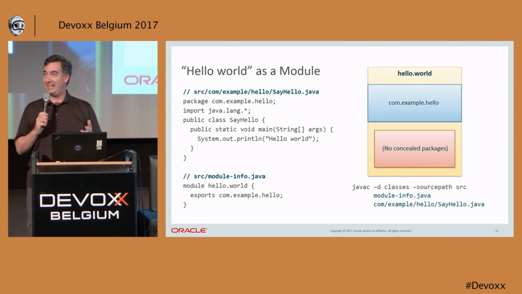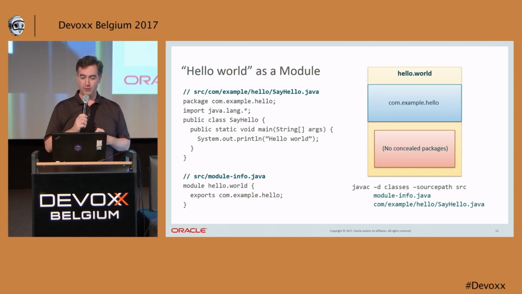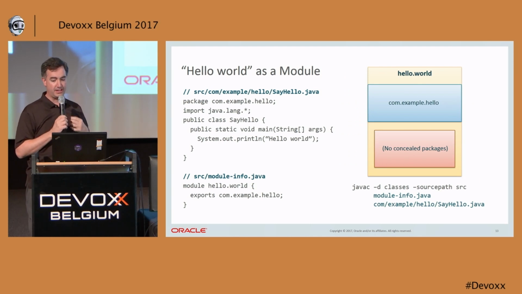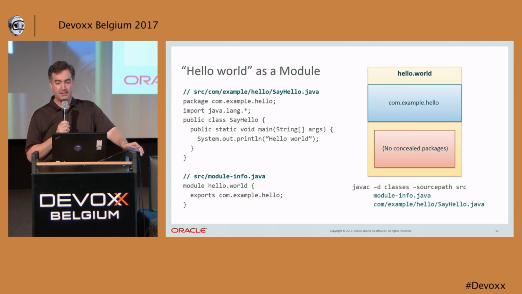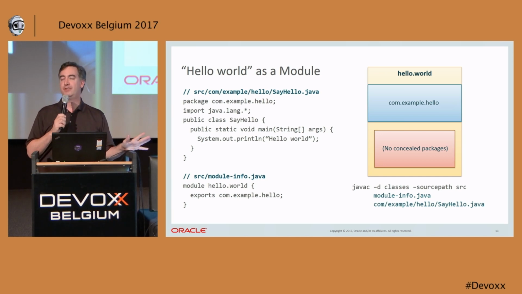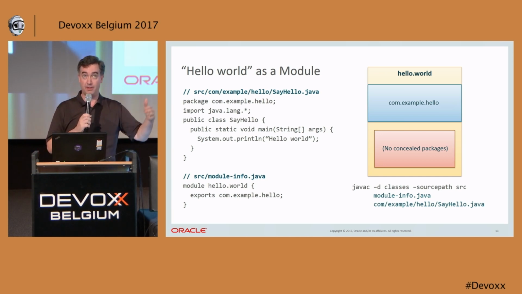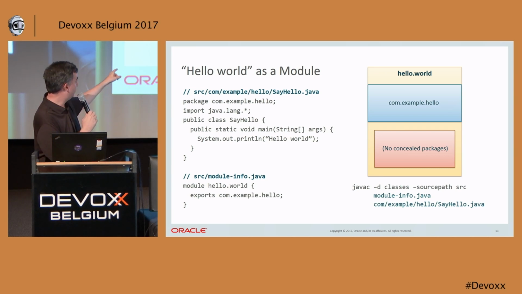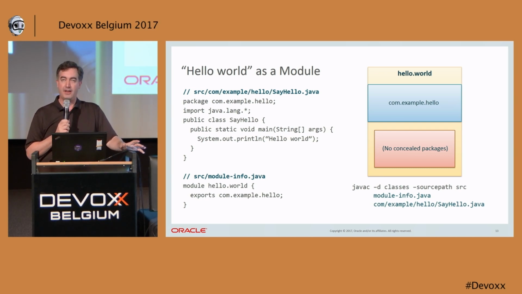Since Java Base is a module, let's reuse it with a module of our own. Here's a class in the package com.example.hello. Let's declare a module for it, hello.world at the bottom. There's a module-info.java file, and for the sake of argument, let's export the com.example.hello package with the exports directive. Now you're probably wondering how the hello.world module knows that it has a package called com.example.hello. After all, nothing in the package seems to point to the hello.world module.